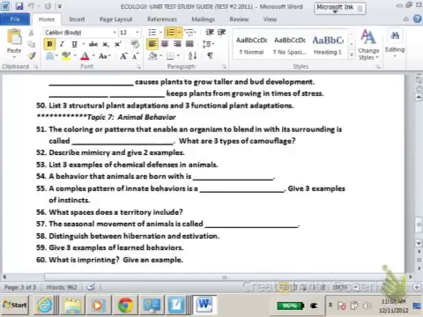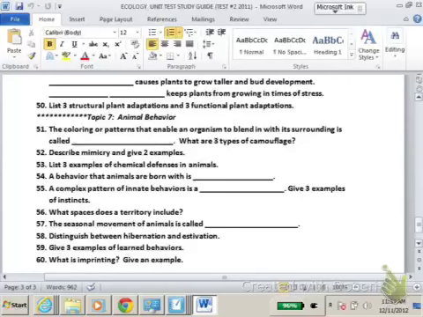53, examples of chemical defenses. That would be like the ability of a skunk to release an odor, the ability of some frogs to shoot out a very harmful acid that gets on your skin. Okay, 54, a behavior that an animal is born with is an innate behavior, innate, I-N-N-A-T-E. Okay, 55, a complex pattern of innate behaviors is called an instinct.